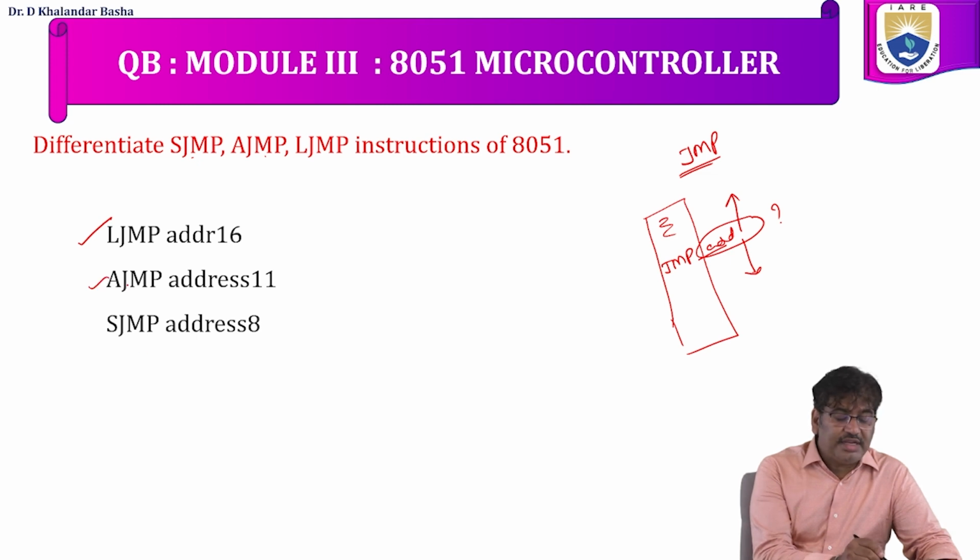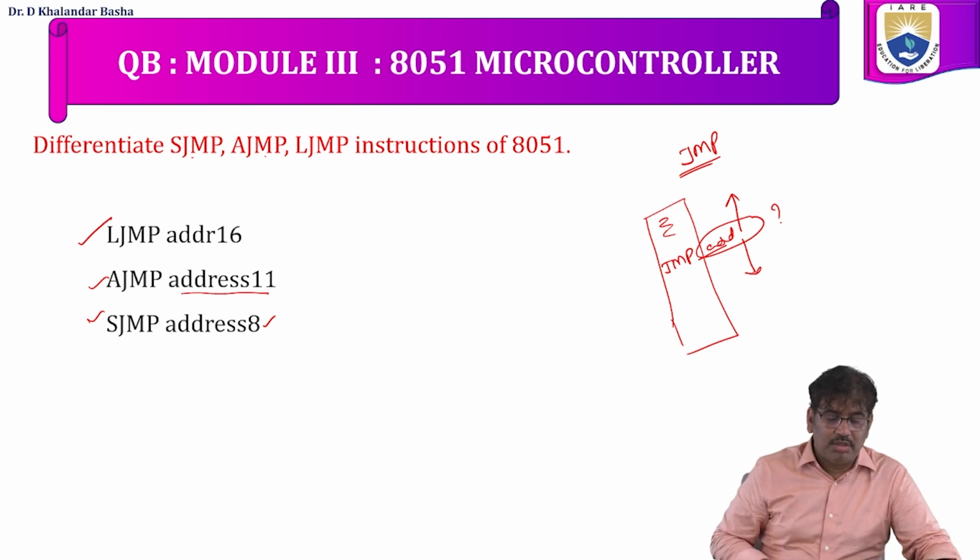Whereas the second instruction, which is AJMP, that is absolute jump, here the address length is 11 bits. The third one is SJMP. It is also an unconditional short jump, where the displacement we can have is 8 bits wide. So address space we are going to have is 8 bits. 7 bits we can represent for upward, 7 bits we can represent for downwards.